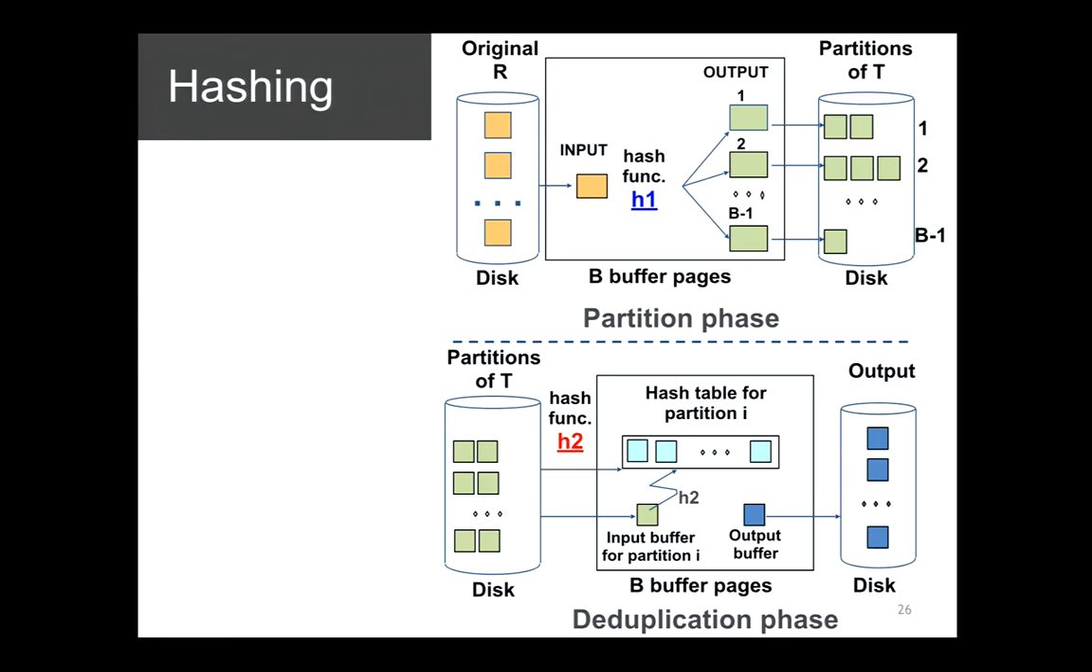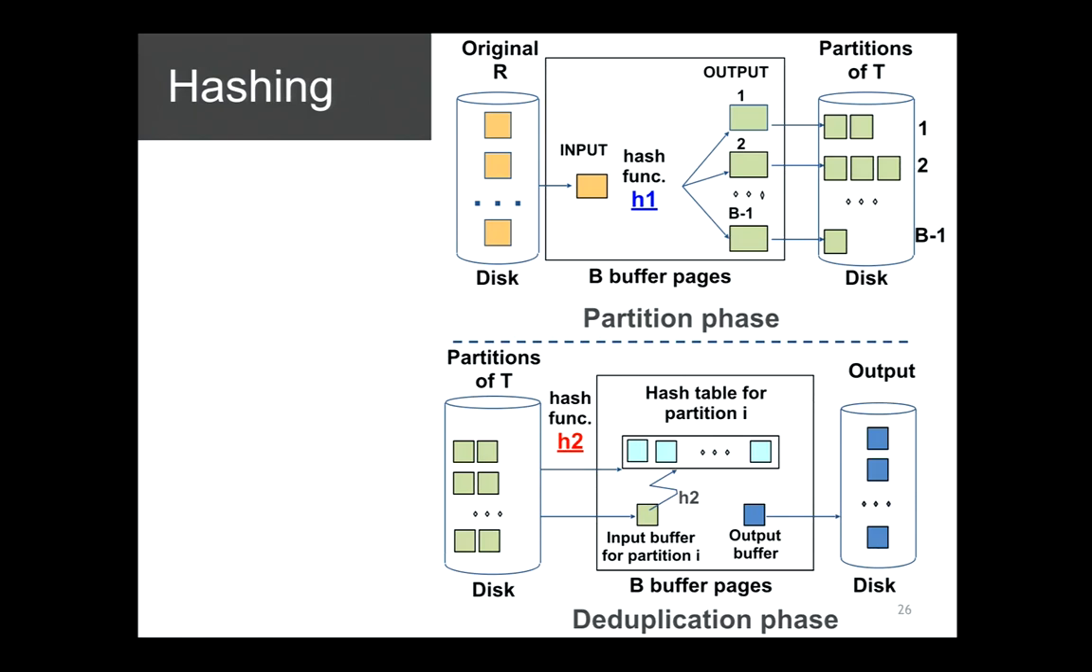Next comes the deduplication phase. You have split up T into B minus 1 smaller files. Let's call them T1, T2, all the way to TB minus 1. And now comes the deduplication phase. Read a partition of T. Let's say this is T1.